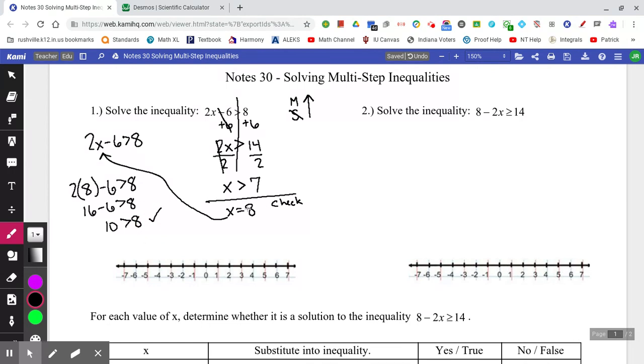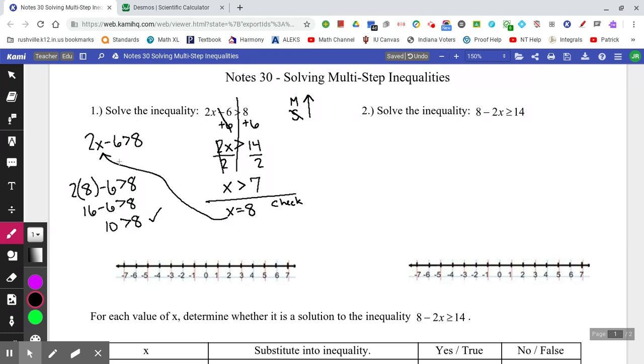If I wanted to try 9, it would work. If I wanted to try 10 and so on, it would work. I don't even just have to use whole numbers. I could also use decimals or fractions. So if I wanted to do 7.5, since 7.5 is larger than 7, that would also make a true statement.